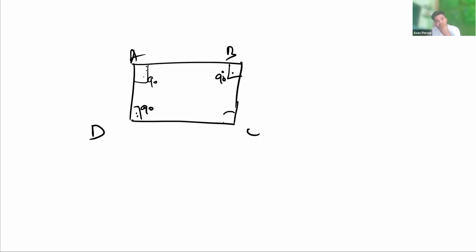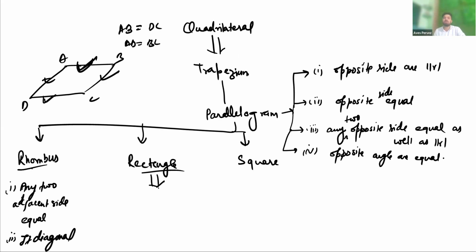And this is 90, then this will also be 90 degrees. So simple is that if you have a parallelogram and any one vertex angle is 90 degrees, then it is a rectangle. So if you need to prove a parallelogram is a rectangle, what you need to do is prove any vertex angle as 90 degrees, or prove its diagonals are equal.